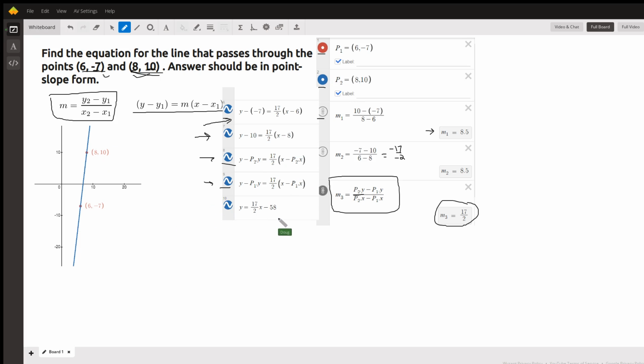And here is what you get if you use slope-intercept form. In other words, if you simplify each of these, isolating y, you find that the slope is 17 halves, and the y-intercept is way down here at 0, negative 58.